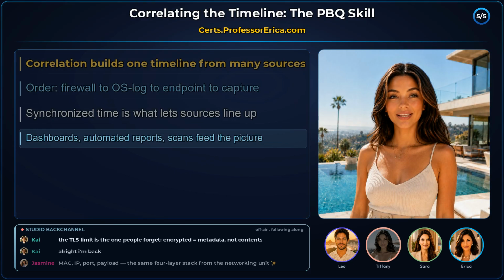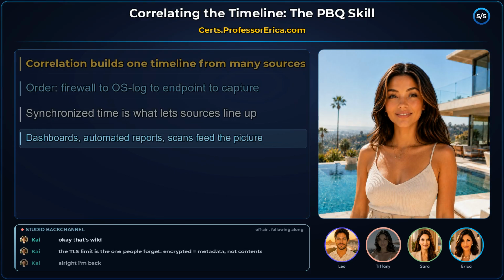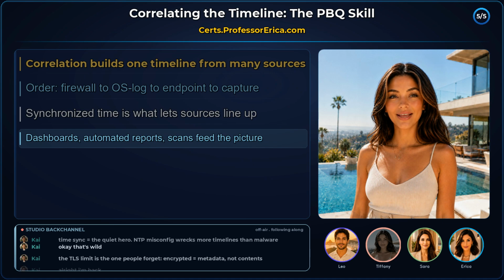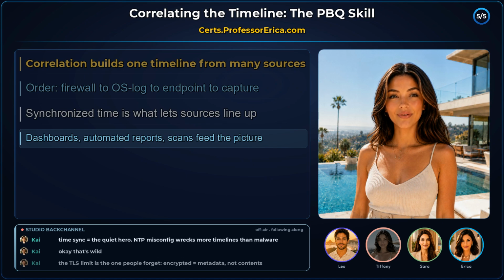And 4.9 names more than raw logs as data sources. Dashboards show the spike at a glance, automated reports summarize the night, and vulnerability scans tell you which hole they came through. They are all inputs to the same timeline, just pre-chewed for you.